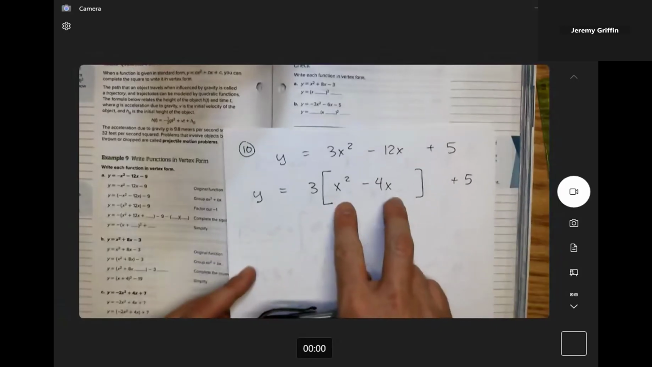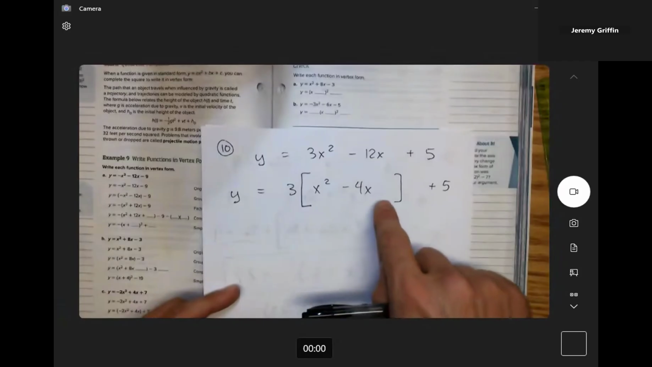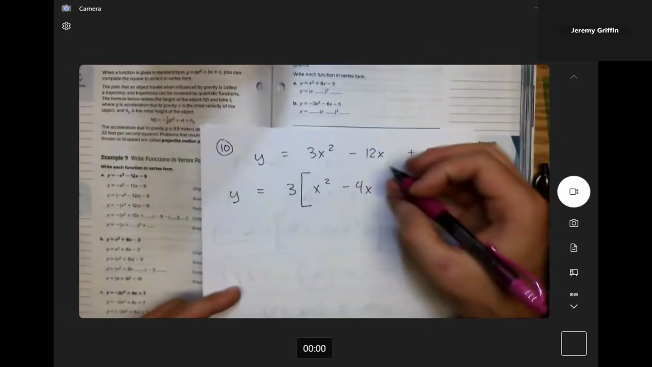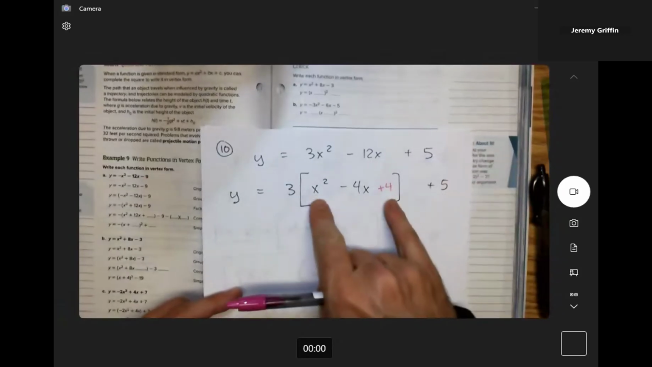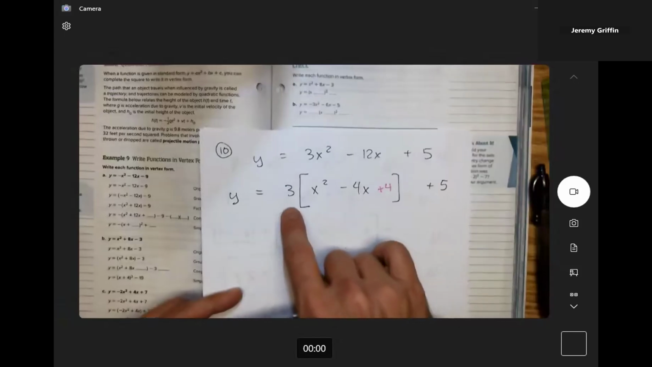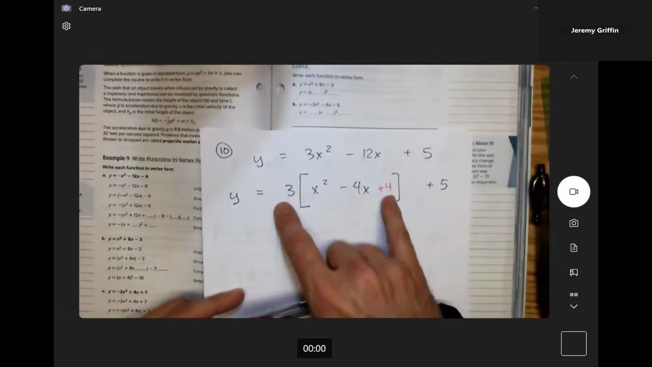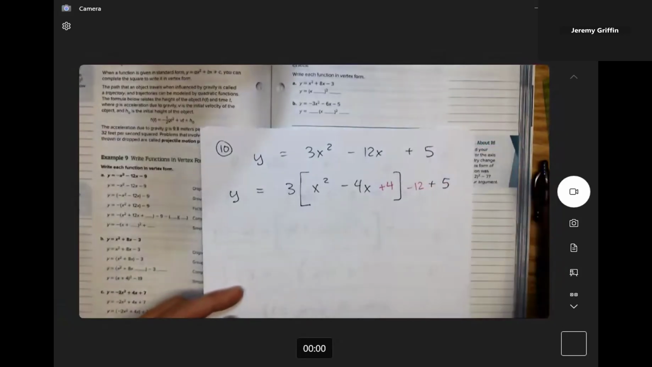Now, if only I had a plus 4 here, because half of -4 is -2, squared is 4. If I had a plus 4 here, this would be factorable, and it would be the square of a binomial. But look what I just created. It's a plus 12, because isn't this 3 also here? So 3 times 4 is 12. So I have 12 excess. So I have to also subtract off 12 to balance the equation. So it looks like that.